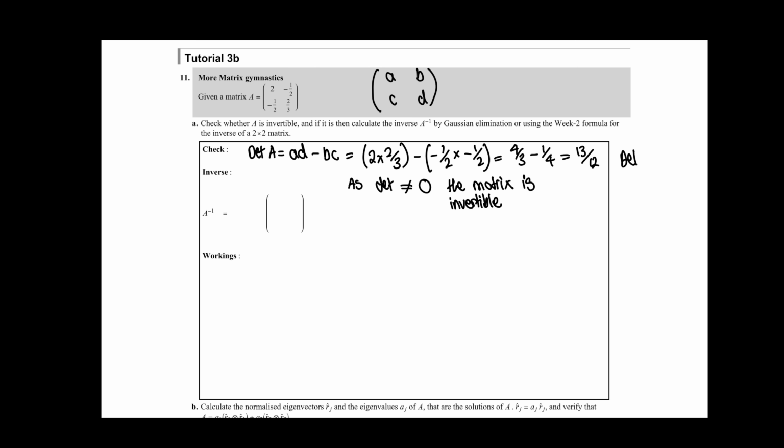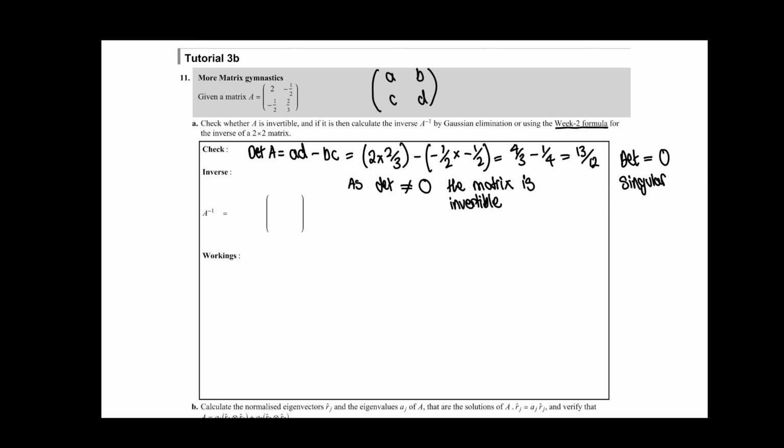If the determinant of a matrix is equal to 0, we say that that matrix is singular and it cannot be inverted. Now that we know the matrix can be inverted, we can go about finding the inverse. I'm going to be using both ways.